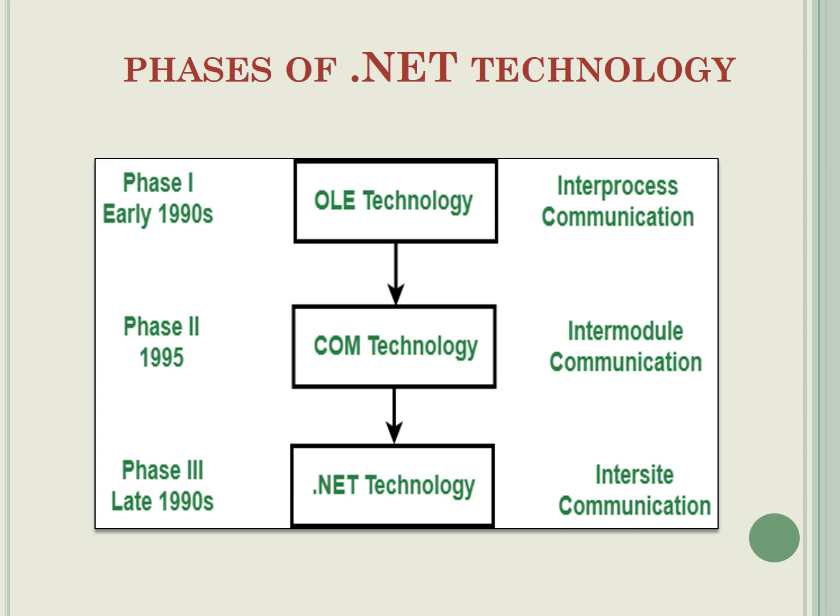Next, we can see phases of .NET technology. There are three significant phases of development of .NET technology. The phase 1 is OLE technology. It is object linking and embedding. It is one of the technologies of Microsoft Component. Basically, its main purpose is to link elements from different applications with each other.